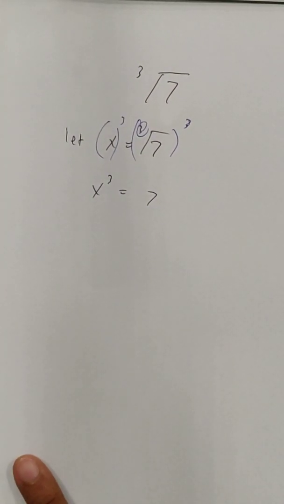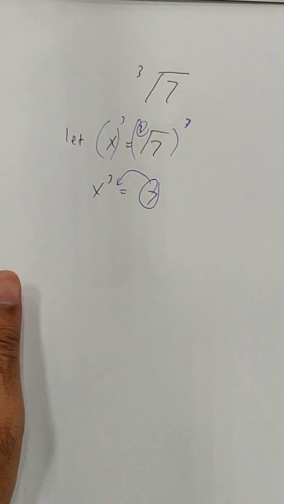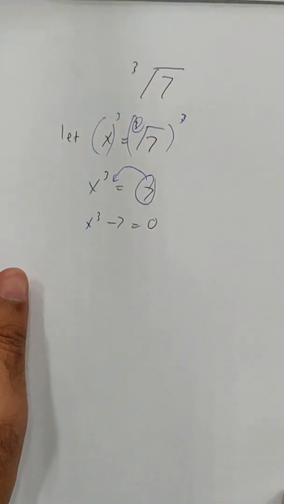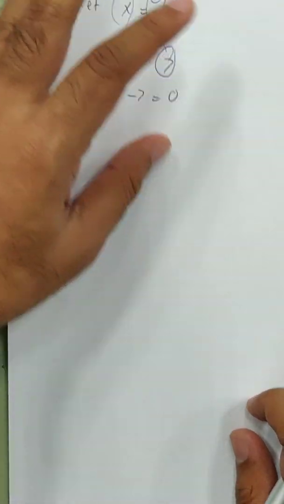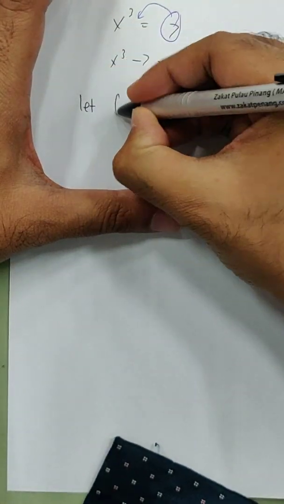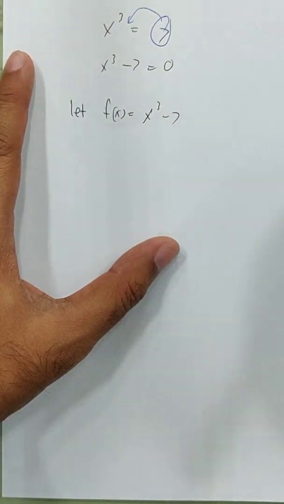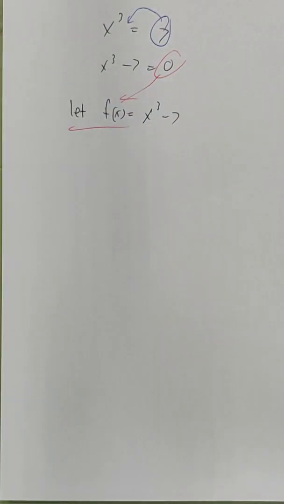What should we do now? Bring this one to the left side. What will we get? x cubed minus 7 equals to? Aha. What should we do from here? Factorize? Let what? Let f(x) equals to x cubed minus 7. Once we reach 0, we can let this thing. Okay?